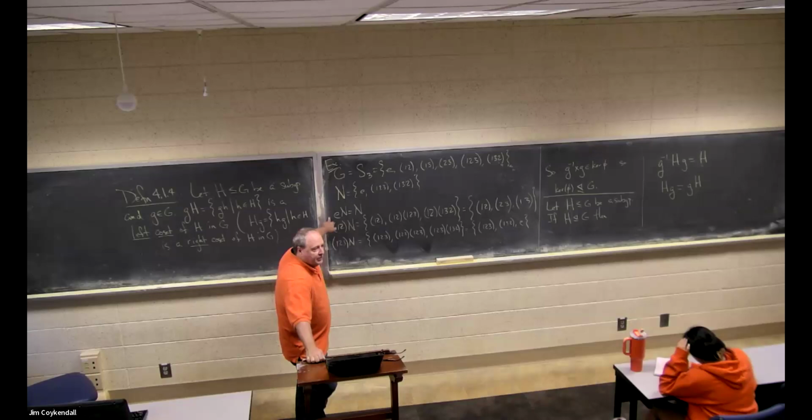But my choice of x was arbitrary. Reverse the letters. If you just reverse the roles of x and y here, you also get yH is a subset of xH. And so left cosets are indeed equal or disjoint, so they form a partition. Everybody cool?